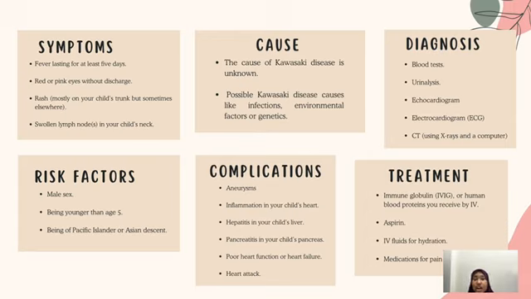To diagnose Kawasaki disease, the patient needs to undergo blood tests, urinalysis, echocardiogram, electrocardiogram, or CT using X-rays and a computer. And to treat Kawasaki disease patients, one option is to give human immune globulin, or human blood proteins, that the patients receive by IV. Next, giving them aspirin. Next, IV fluids for hydration. And last but not least, medications for pain and swelling.